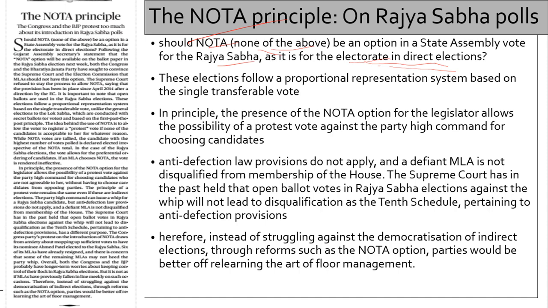Fine. And this article also tries to say that it is important to note that open ballots are used in Rajya Sabha elections, and these elections follow a proportional representation system based on a single transferable vote. See guys, proportional representation system means a method of election where each voter has a single vote that is transferable.